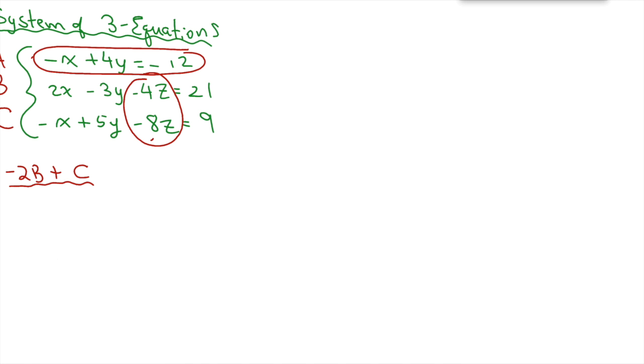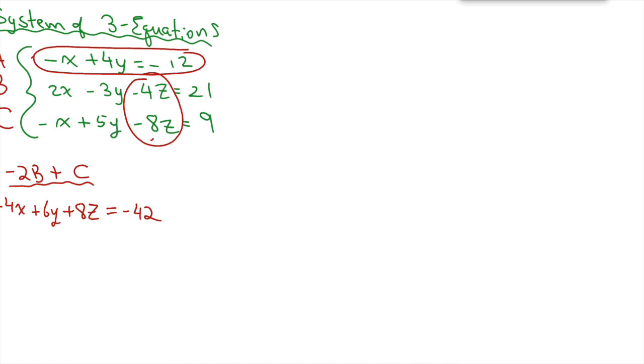Again, remember to distribute the negative 2 to both sides of that equation B. Distribute it to the left-hand side, but also don't forget the right-hand side. Alright, so negative 2 times 2x is negative 4x, negative 2 times negative 3 is positive 6y, negative 2 times negative 4 is positive 8z. Make sure your z's don't look like 2's, that's another mistake people make. And it'll equal negative 2 times 21, which is negative 42. And make sure you get it all straight before you move on to the next part.